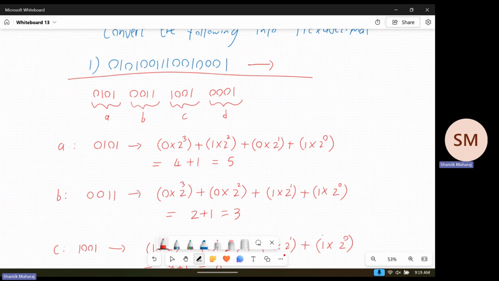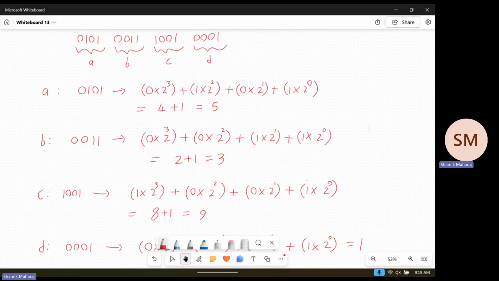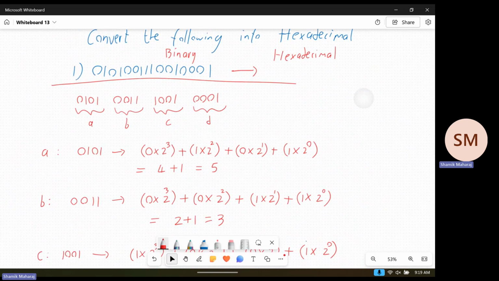So moving from binary to hexadecimal, the answer is going to be, just put these numbers together. So we worked out 5, 3, 9, and 1. So your answer is 5, 3, 9, 1. Right, simple as that. Just put them together.